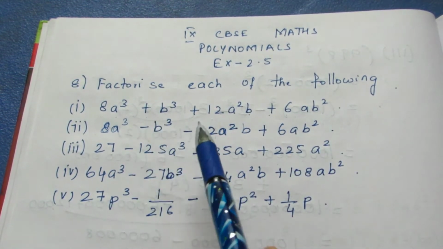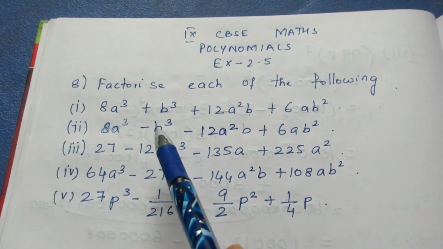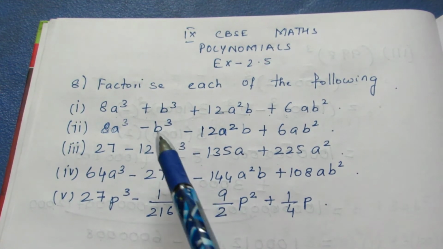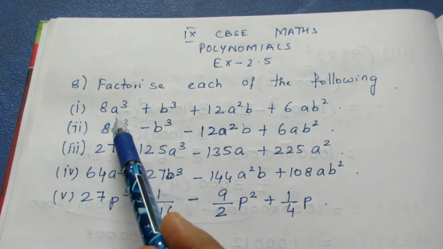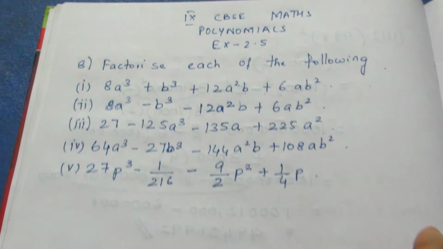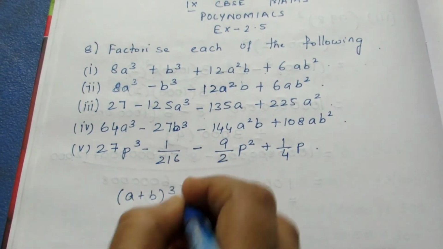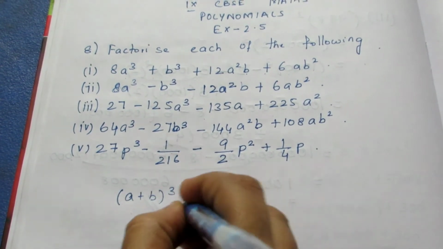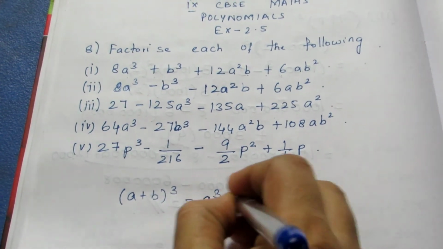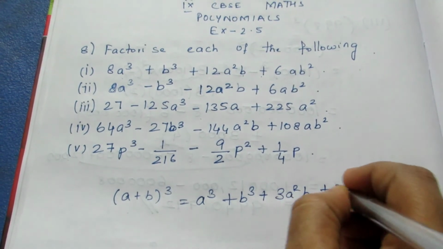As I told before in the previous sums, if they have given the answer, we need to write the question of the identity. If they have given the question of the identity, we need to write the answer. Here there are two numbers in cube, so it is in the cube formula. We have only one cube formula, that is a plus b the whole cube. A plus b whole cube is equal to a cube plus b cube plus 3a square b plus 3ab square.